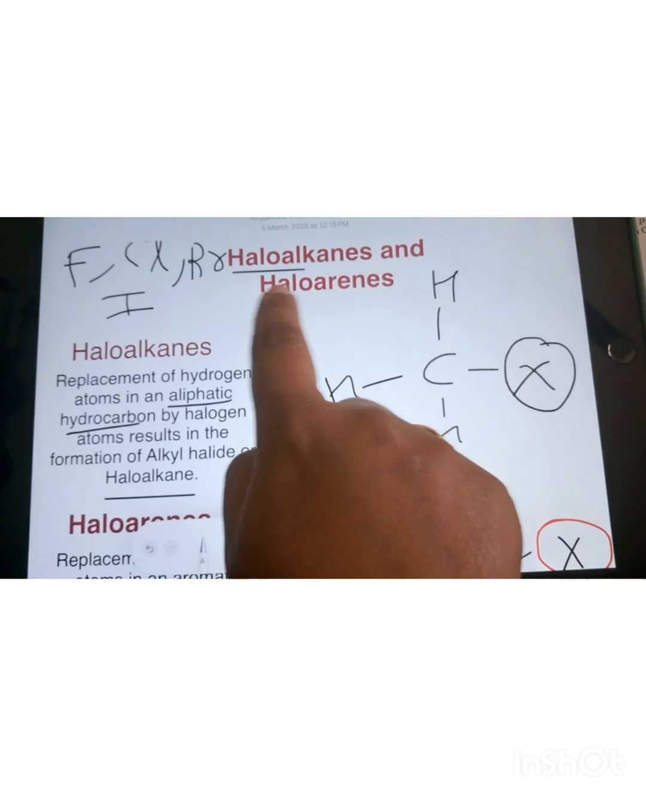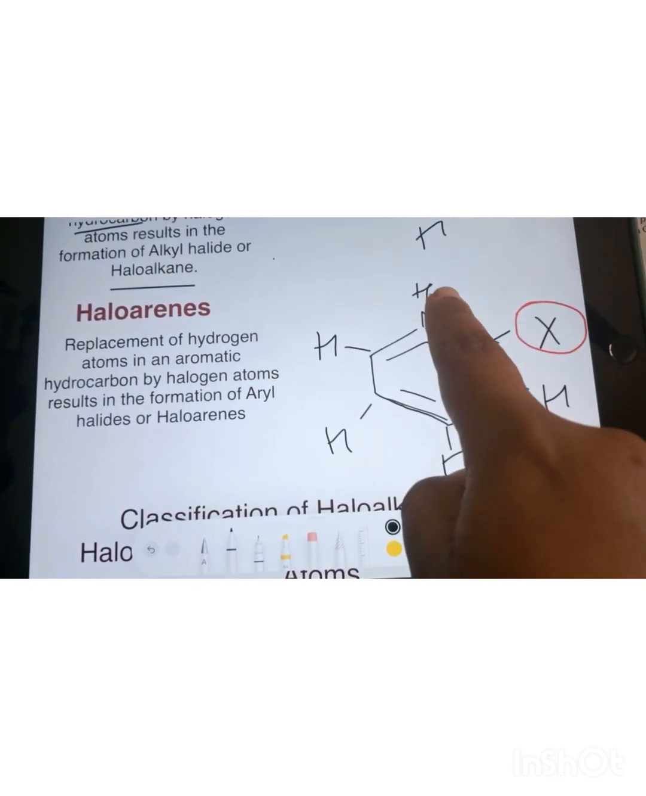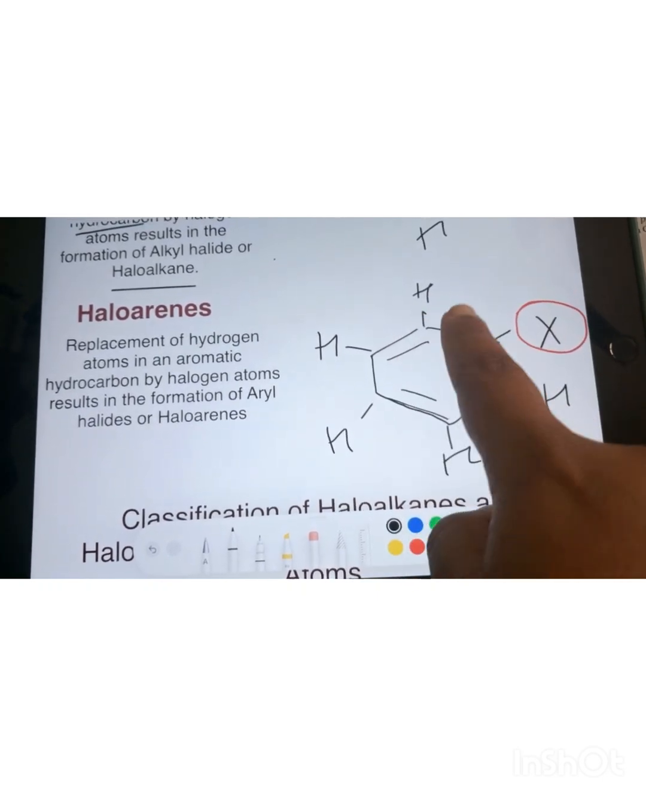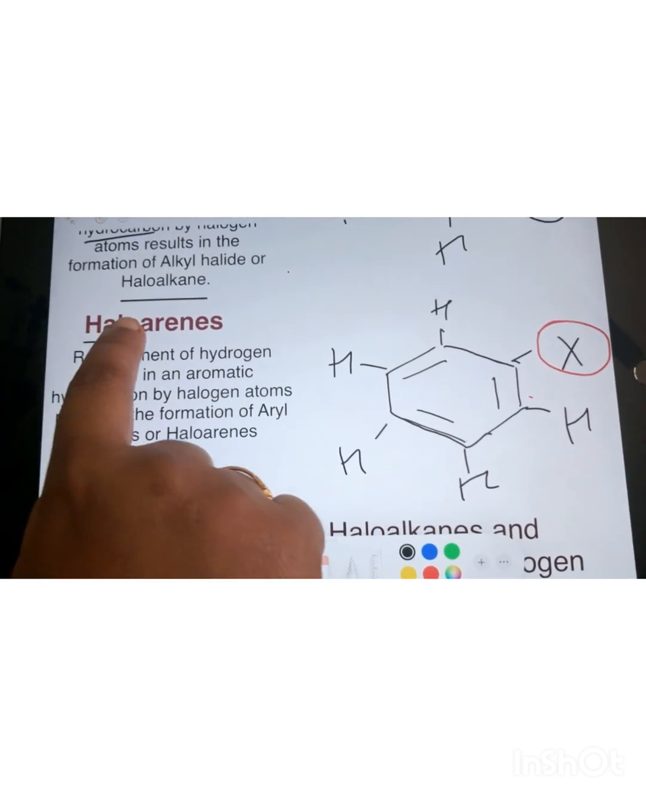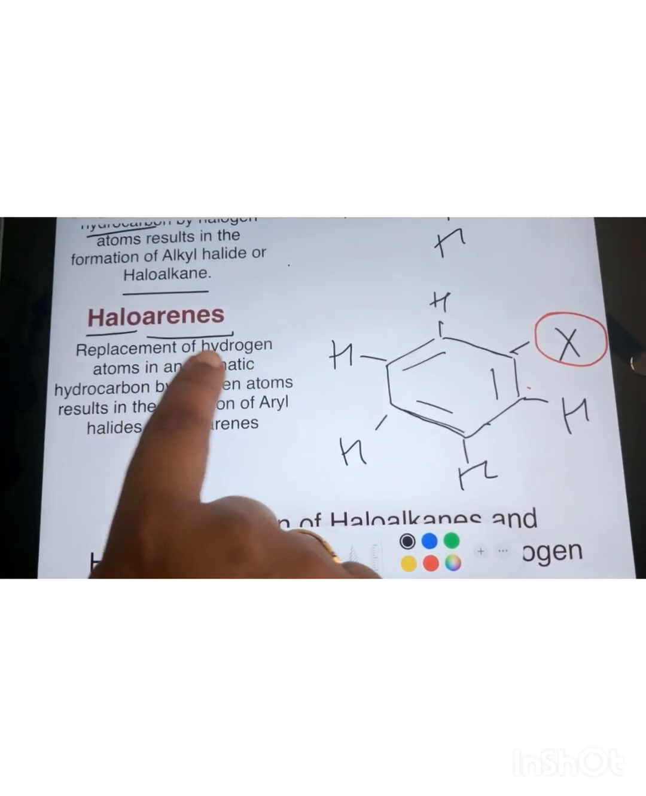Now what are haloarenes? Arenes in the sense is nothing but a benzene ring. You can see this benzene ring. We know there is a hydrogen atom attached to each carbon atom. If any one of the hydrogen atoms is replaced by a halogen, then they form haloarenes. Is that clear? It is replacement of a hydrogen atom in an aromatic.